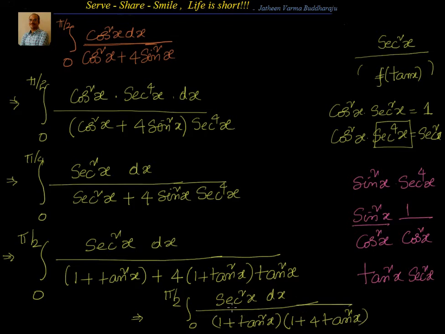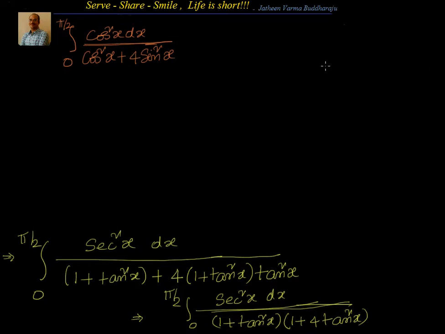Now we have accomplished what we have thought. We planned in such a way that we want the denominator to be in tan x, so that the numerator will be converted into dt, and I will have dt by 1 plus t square into 1 plus 4t square. So we have reached half the way. So let's continue and see what will be the next step.